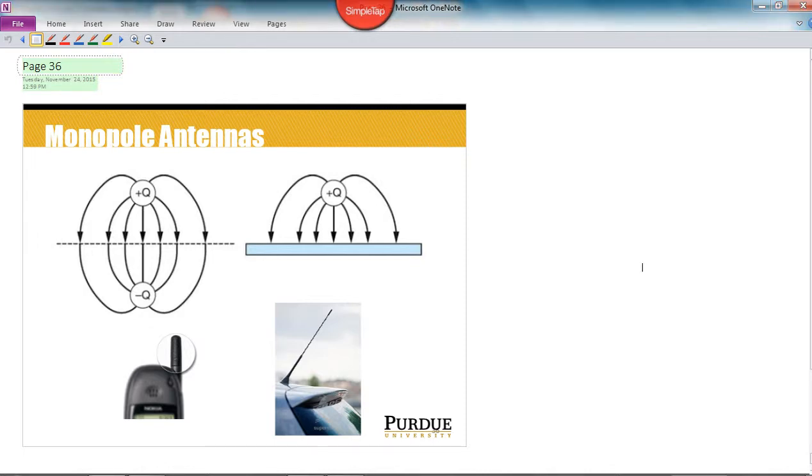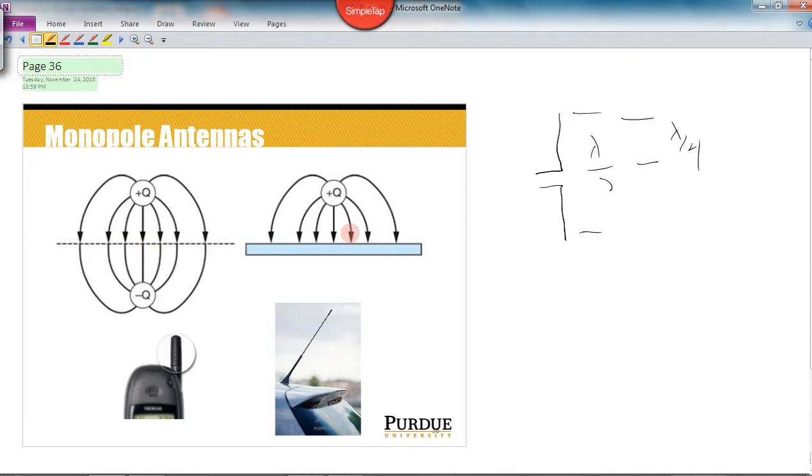So for the dipole antenna, the driven element was always divided at the center. So we had a wire element and a second wire element, and we divided it in two. And for a half-wave dipole, this whole thing was lambda over 2, which meant each of these individual sections was lambda over 4.